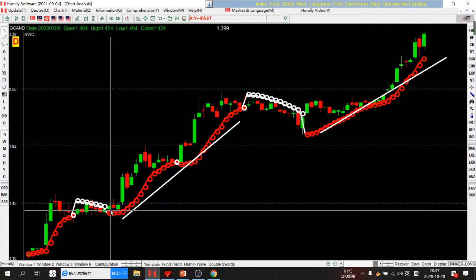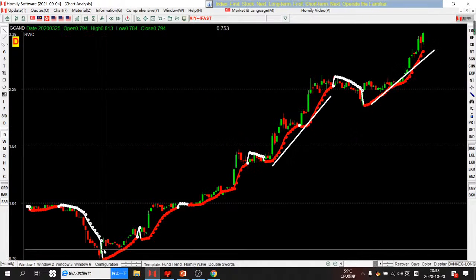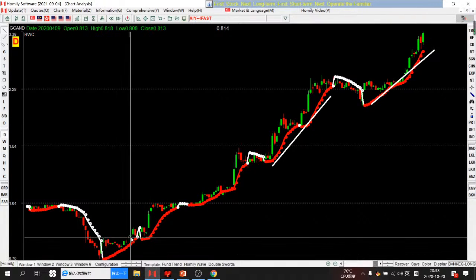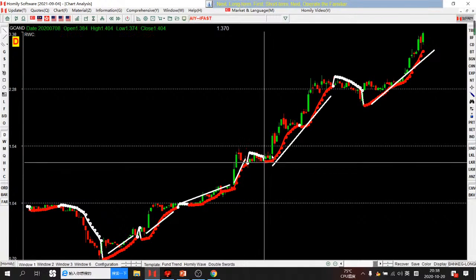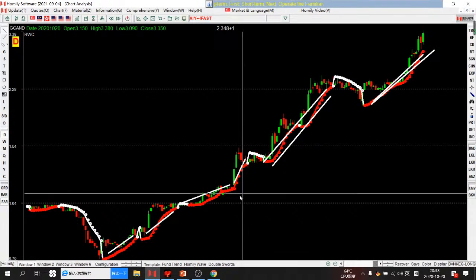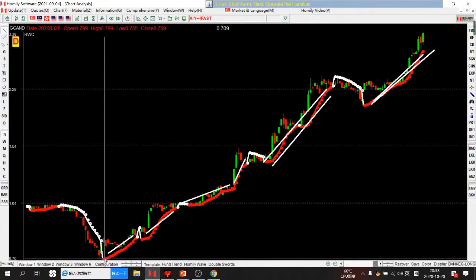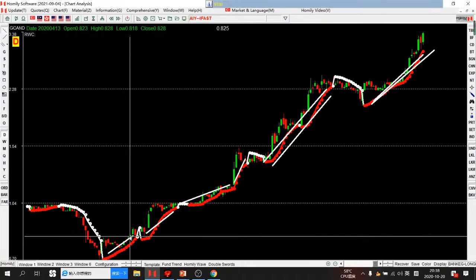So if, for example, you see the red circle here, you buy and then you add positions. You can add positions, right? So the red and white circle will help you to buy the stock, and also will help you to add more positions in the uptrend stock. All right.